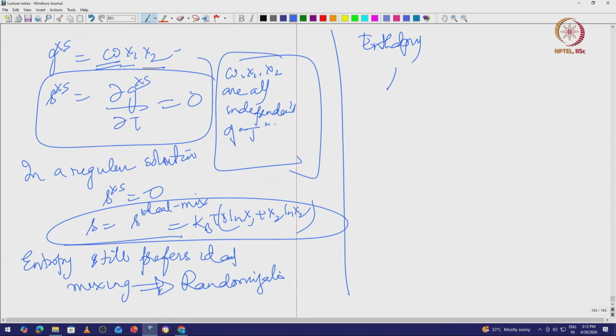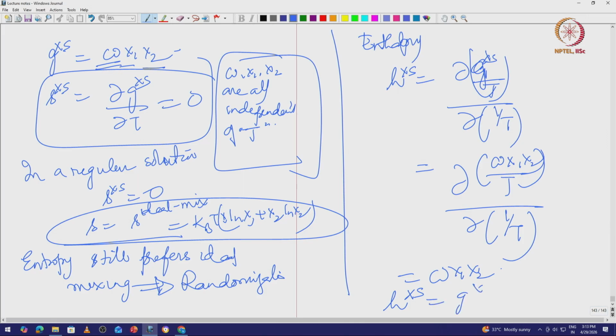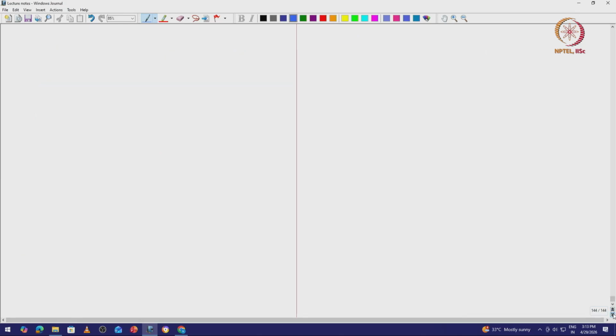let us calculate what Hxs is. Hxs is, we said this formula dou Gxs by T, right. So, by dou 1 by T, right. So, you can check out this formula. Now, this turns out to be, so this is just dou omega x1 x2 by T by dou 1 by T, right. So, omega x1 x2 itself is not dependent on T, and that is just omega x1 x2, right. So, Hxs is the same as Gxs, right. So, all the excess free energy is coming from enthalpy term, not the entropy term.